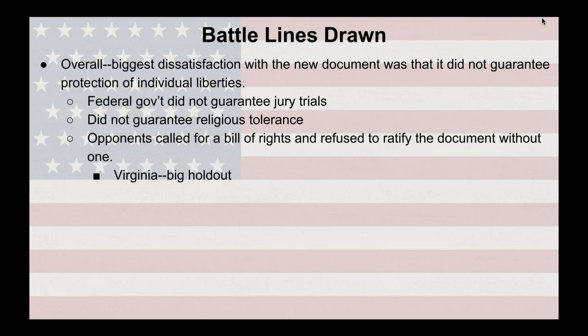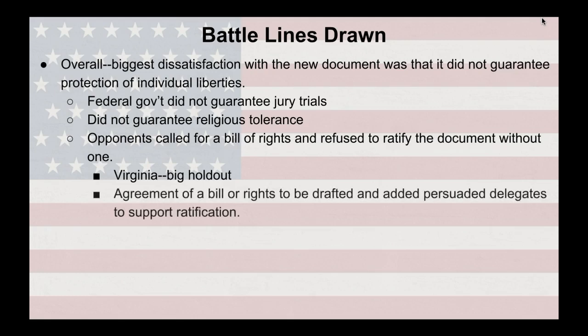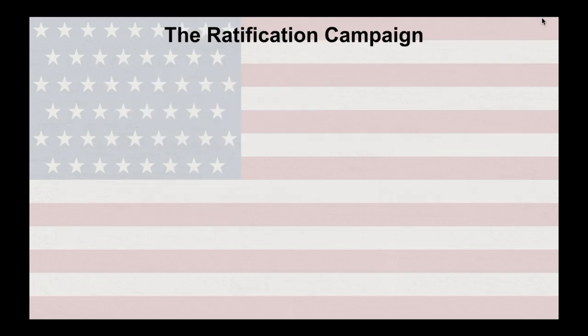And so while not all 13 states were necessary to ratify the Constitution, without Virginia, many people didn't really see the nation being very successful. And so Virginia is going to be a big holdout. And so there will be an agreement for a Bill of Rights to be added to the Constitution following its ratification. And this is going to persuade some delegates to support the ratification. But the battle lines are drawn.